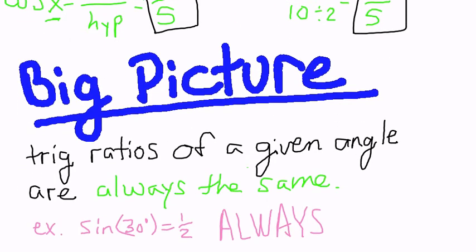So, big picture. The trig ratios of a given angle, in this case x, you could say x is 30. The trig ratios of an angle are always the same. That means sine of 30 is 1/2. Always, always, always. If we have a triangle and one angle was 30, and we take the sine of that angle, it's going to come out to be 1/2.